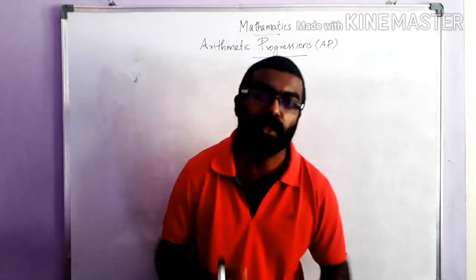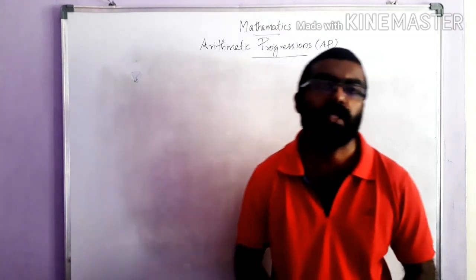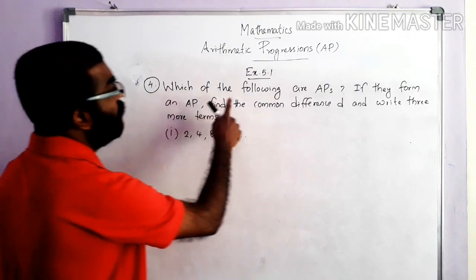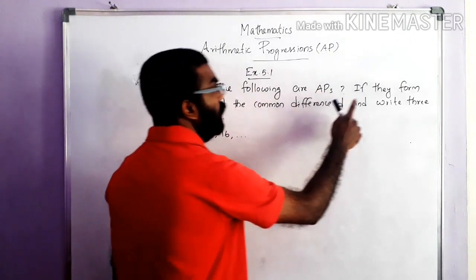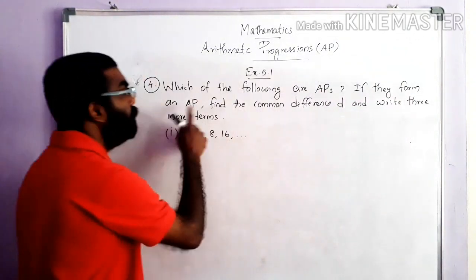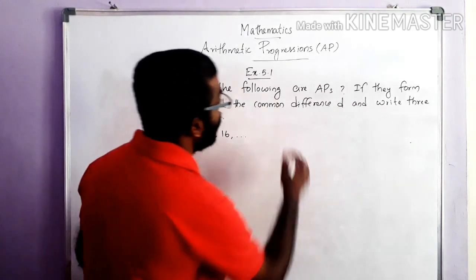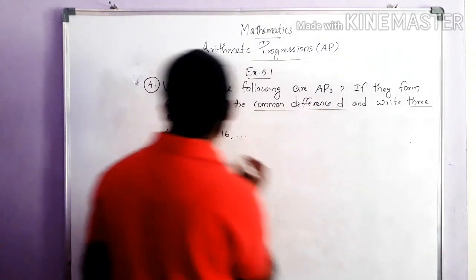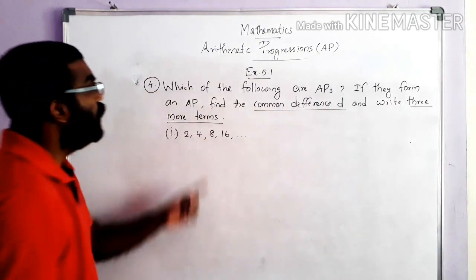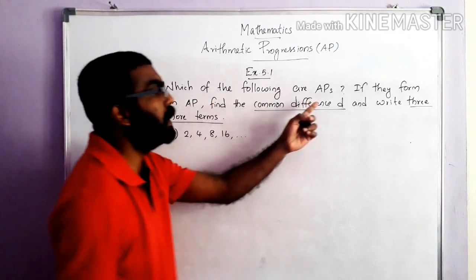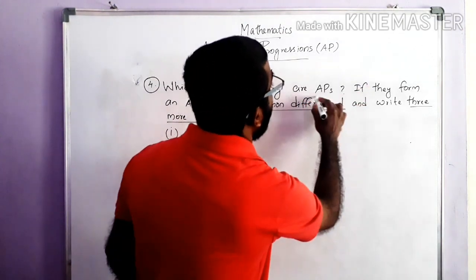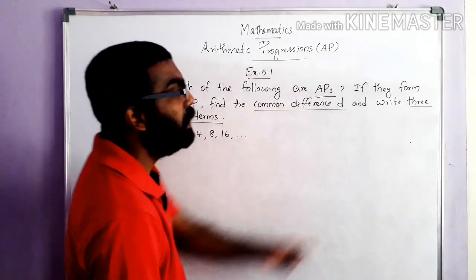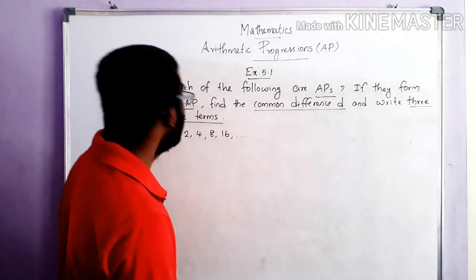I think you are interested in this topic. So let's move on to the fourth question in exercise 5.1. Here the question is, which of the following are APs? If they form an AP, find the common difference d and write 3 more terms. I repeat, which of the following are APs? If they form an AP, find the common difference d and write 3 more terms.